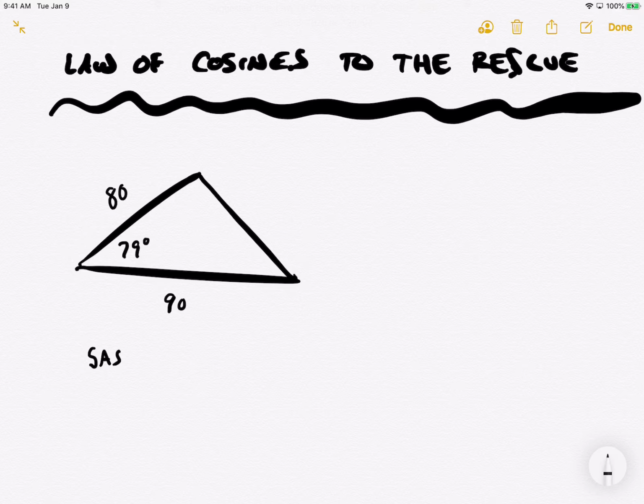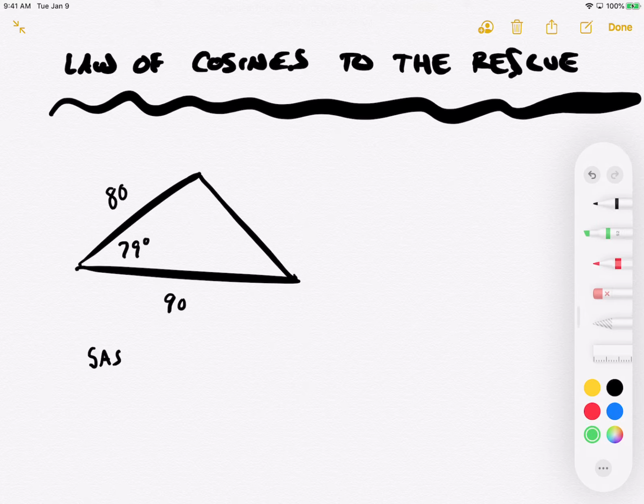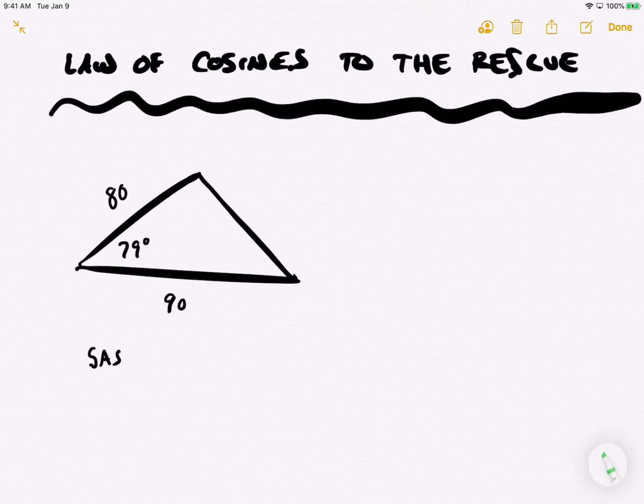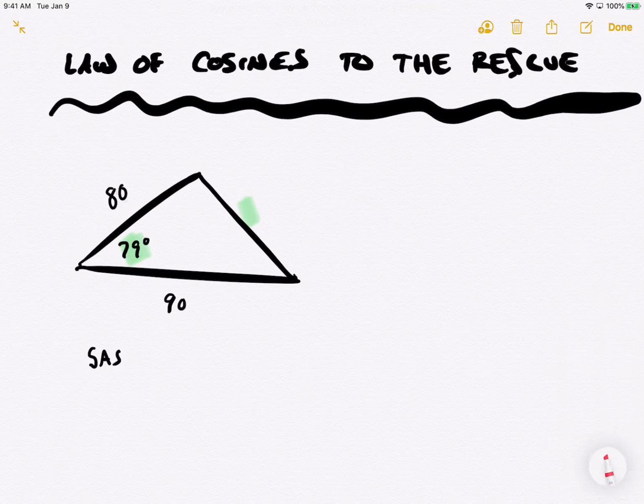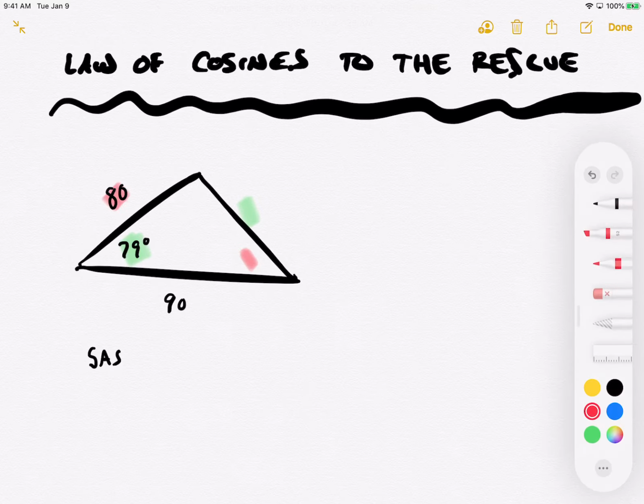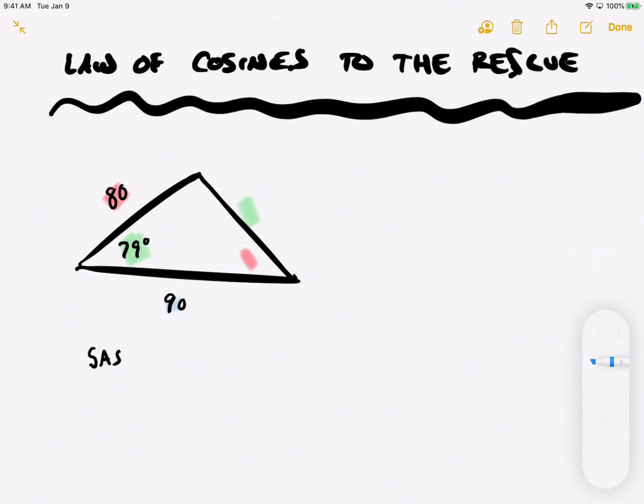The reason the law of sines doesn't work becomes pretty obvious as you try to solve it. You'll notice that you have a 79-degree angle, but you don't have a side across from it. You have a side of 80, but you don't have the angle across from it. And you have a side of 90, and we don't know the angle across from it.